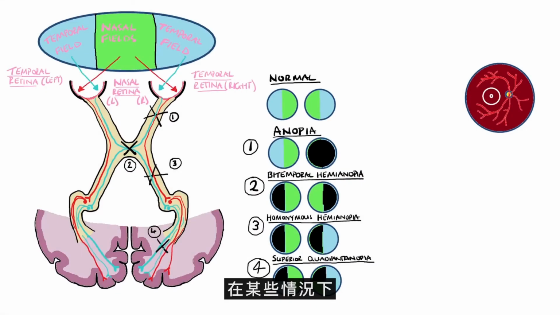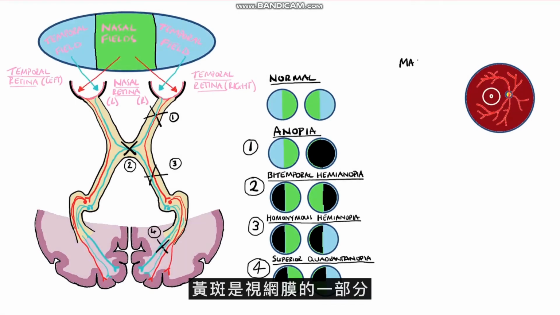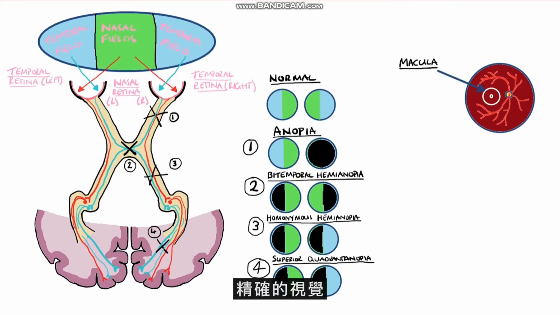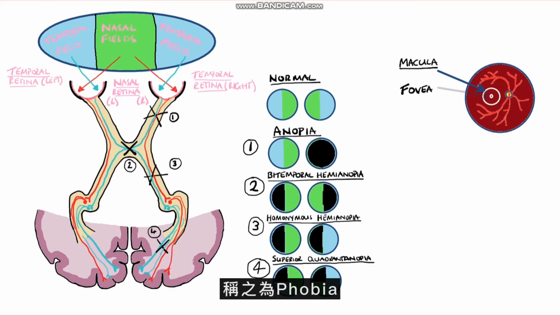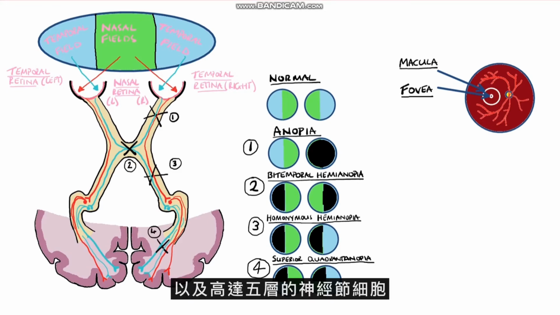In some cases, you have what's known as macular sparing. The macula is a portion of the retina that is responsible for the really fine central visual acuity that we use to read or watch videos. Specifically, a small piece of the macula is responsible for the really high resolution sight that we have, and this is called the fovea. The reason we see so well from this portion is because it has a high density of cones and 5 layers of ganglion cells.